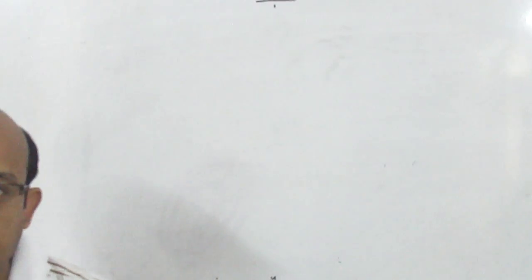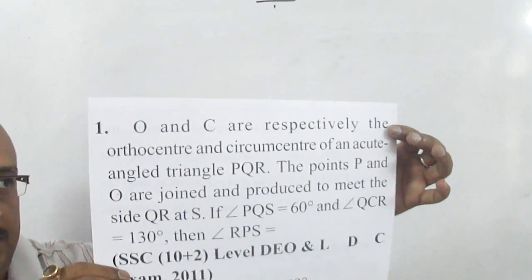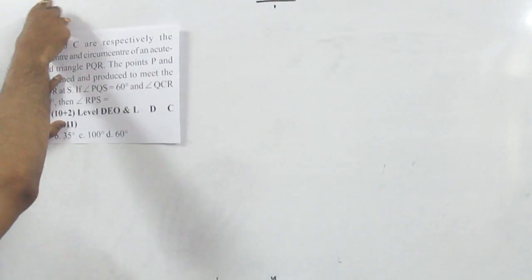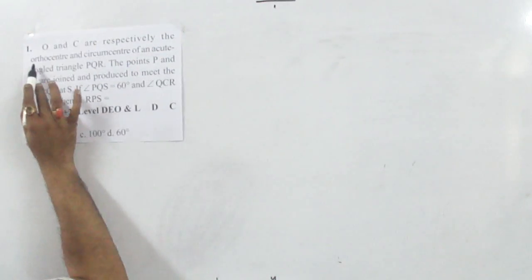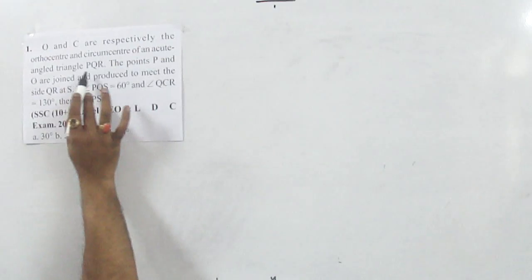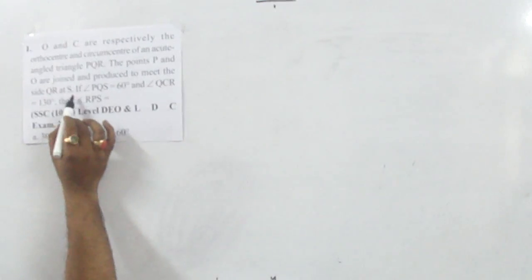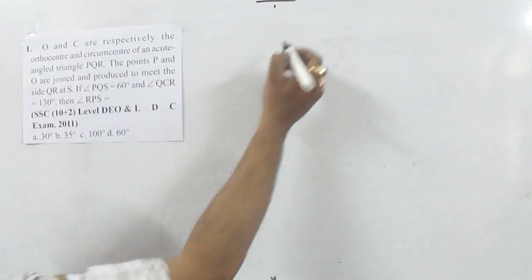This is question number one. Note it down and I am going to paste it there. Now the question is, O and C are respectively the orthocenter and circumcenter of an acute angle triangle PQR. The points P and O are joined and produced to meet the side QR at S. If angle PQS is 60 and angle QCR is 130, then find angle RPS.